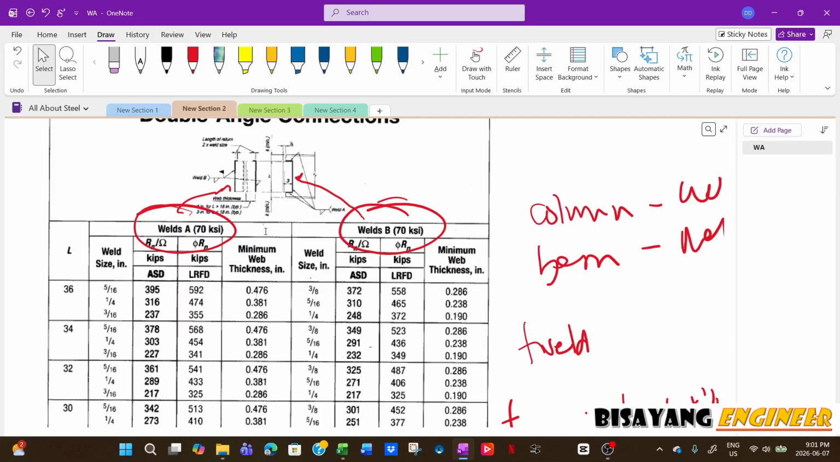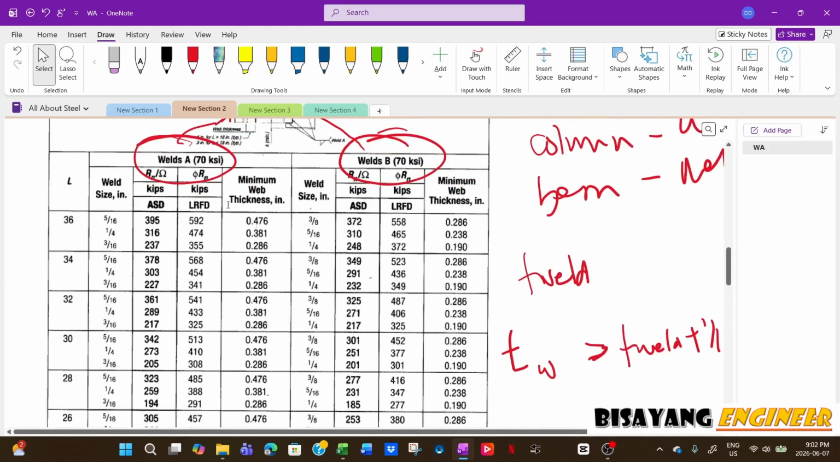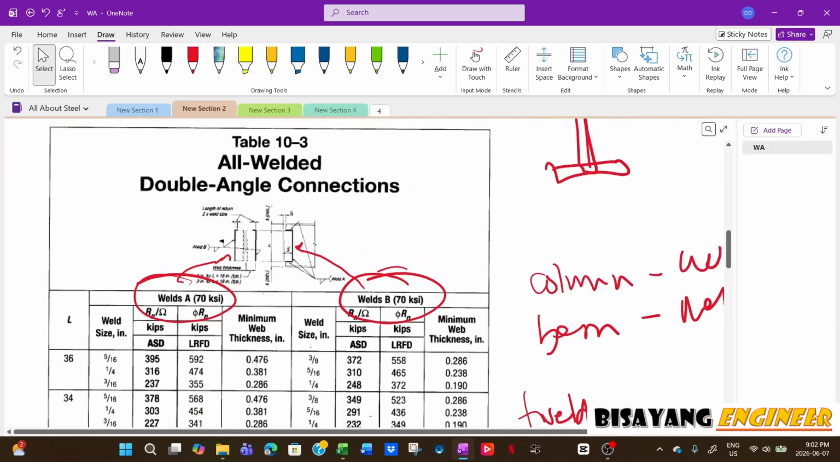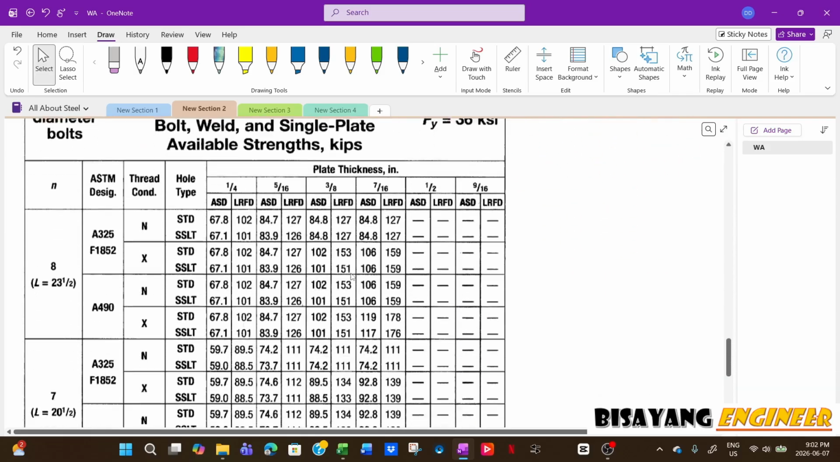Like I said, once you have the manual, and by the way, the manual has a companion design example. Each manual has a design example also. So you just follow whatever is in the manual and in the design example. It's not really that complicated.